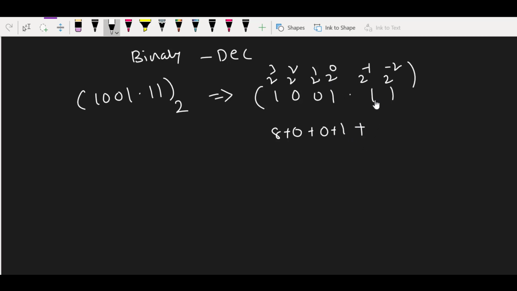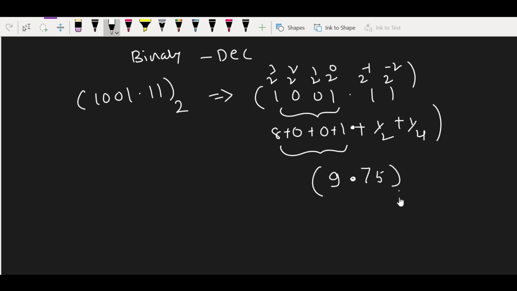Plus this will be 1 by 2, and this will be 1 by 4. There is a binary point here. So this entire portion will be 9. And this is 1 by 2 plus 1 by 4. That means 0.5 and 0.25 will be 0.75 in the decimal number system. This is how we convert a binary number to a decimal number.